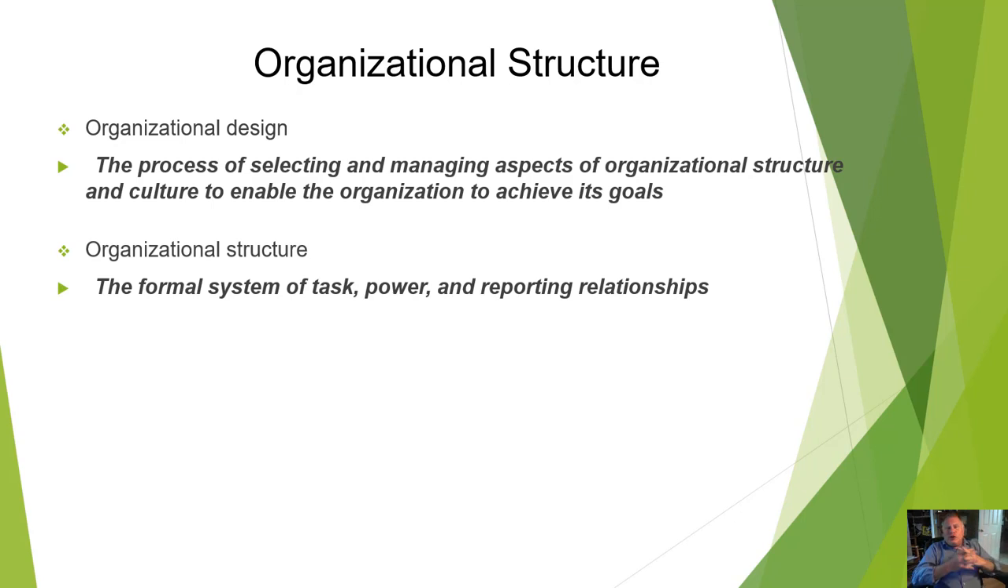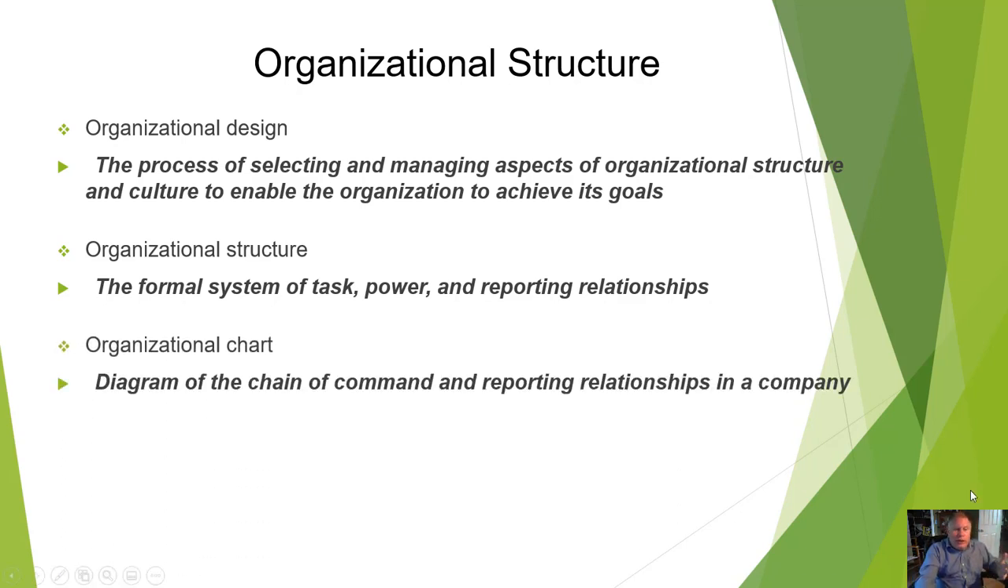And if you look at a structure, that's the formal system of task, power, and reporting relationships. And the organization chart is a diagram that just shows the chain of command and reporting relationships within a company. So we got design, it's how we do it, what are the aspects that need to be managed, the structure, the formal system. Now, the formal system gets things done, but the informal system that's not on the organization chart is also critical. And then the chart is the diagram itself.